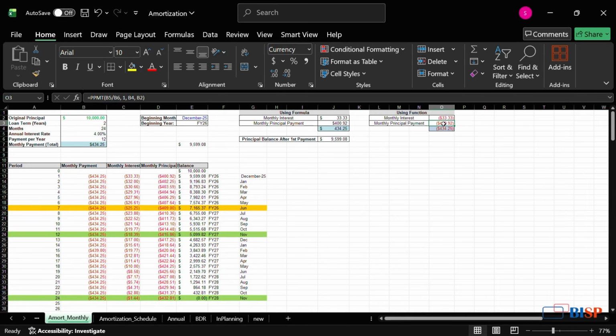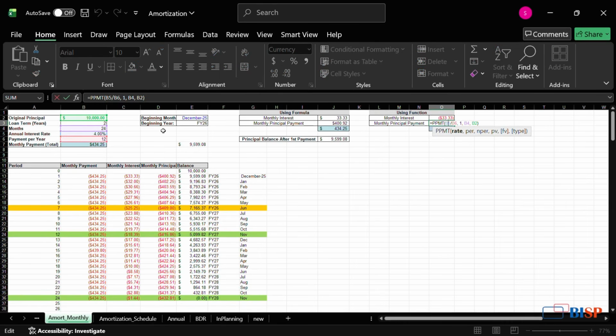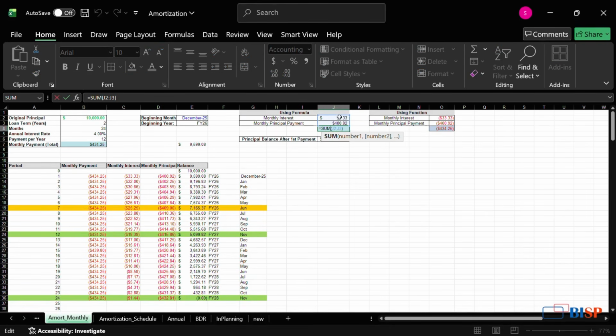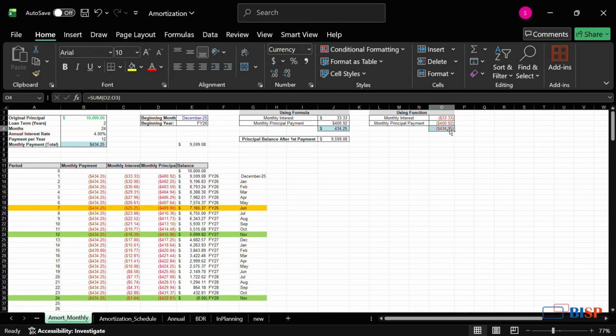Next, we calculate how much of the payment reduces the loan balance. For this, Excel provides the PPMT function, which stands for principal payment. The PPMT function calculates the principal portion of a specific payment. For the first month, the principal repayment is approximately 400.92. Notice that the monthly payment is split into two components. Monthly payment is equal to interest plus principal. So 434.25 equals 33.33 plus 400.92. Before generating the full schedule, let's validate the first payment manually.